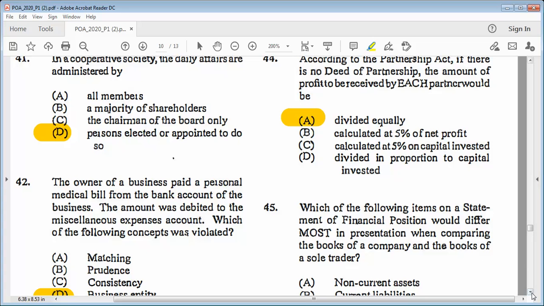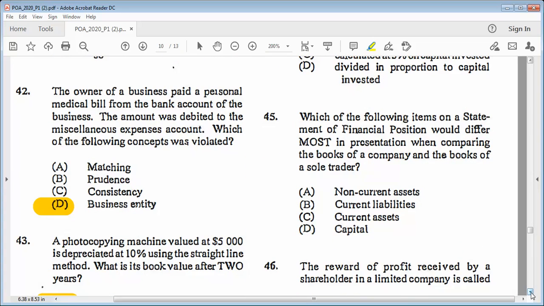Let's move on to 45. Which of the following items on a statement of financial position would differ most in presentation when comparing the books of a company and the books of a sole trader. A, non-current assets. B, current liabilities. C, current assets. D, capital. We know it is our capital. So D is our answer.